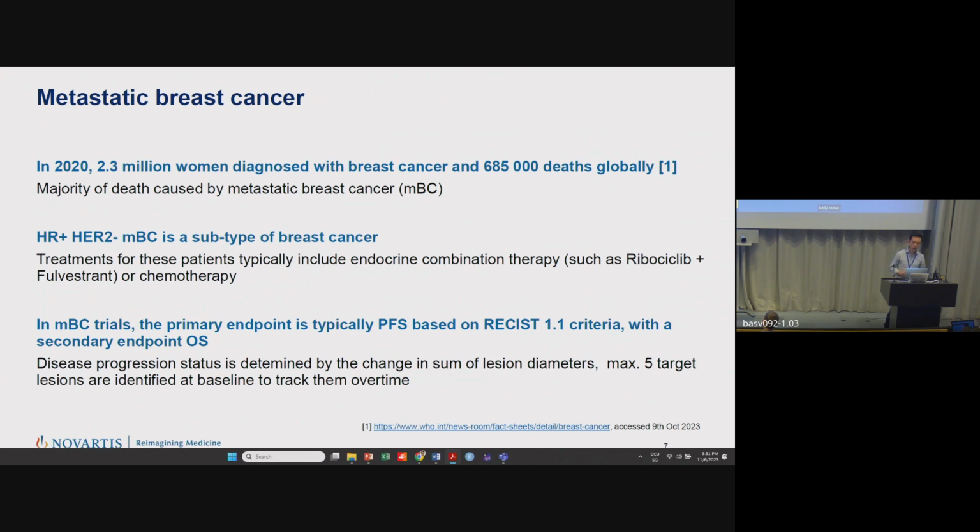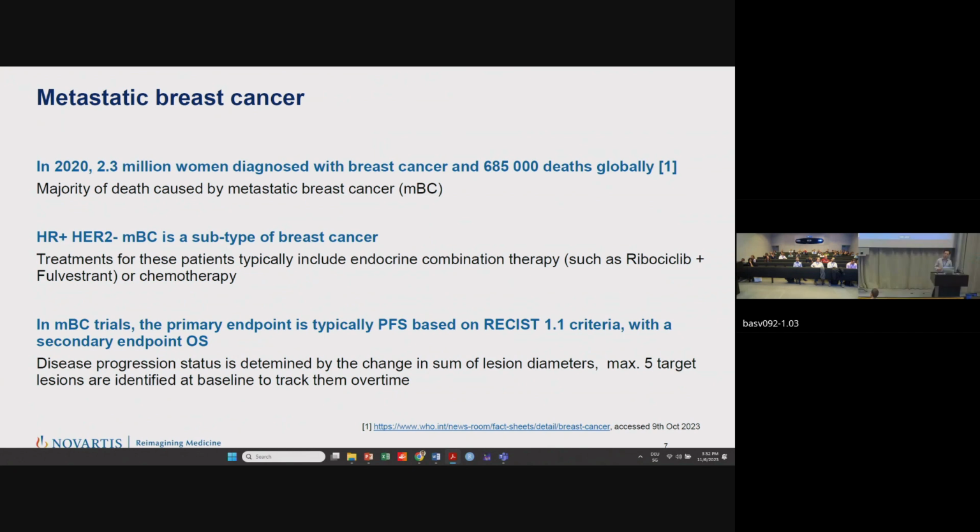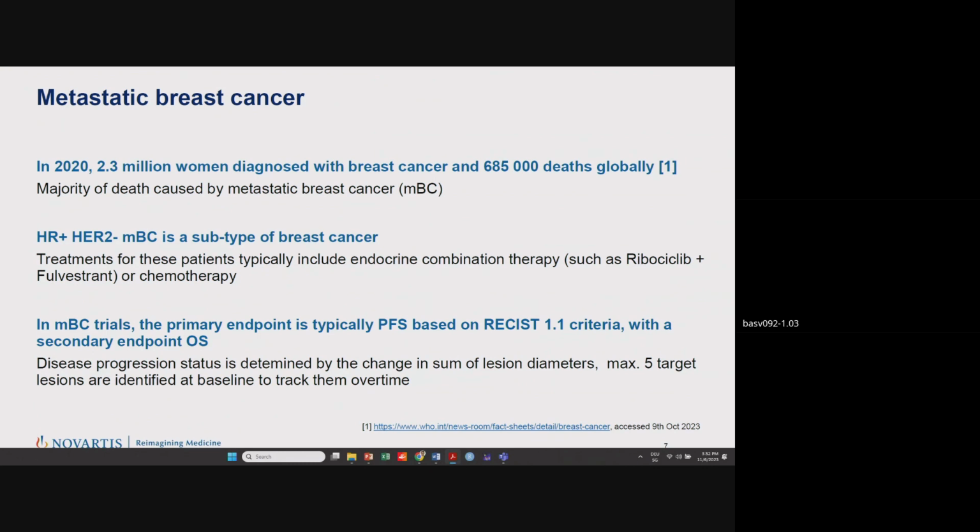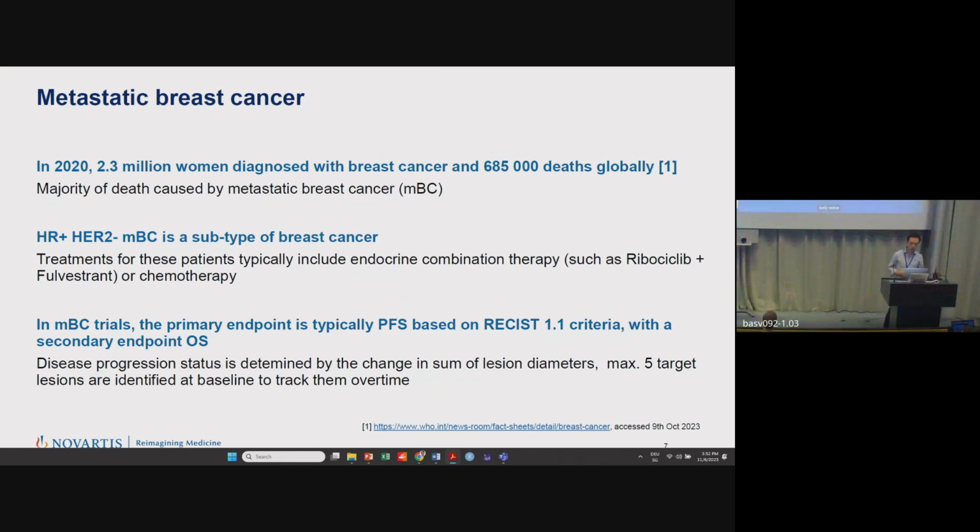In such trials, the primary endpoint is normally progression-free survival. So this is to look at the change in the sum of lesion diameters. We have a criteria called RECIST, and based on this, doctors basically look at the number of lesions at baseline, up to a maximum of 5, and then track them over time to look at the size of the lesions and determine when the patient has a disease progression. A common secondary endpoint is also overall survival.